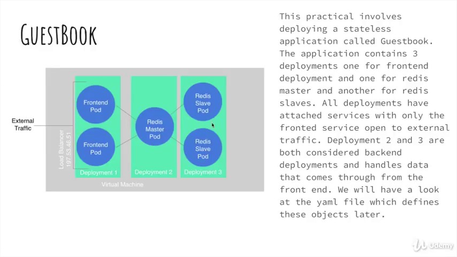Deployment 2 and 3 are considered backend services or backend deployments, and handle data that comes through the front end pods, reaches the Redis master pod, and then the master pod forwards the requests or the data processing workload to the Redis slave pods. We'll have a look at the YAML file, which defines these objects later, and then we'll notice that even though there are services attached to deployment 2 and deployment 3, the service configuration does not allow them to be accessed from external traffic.